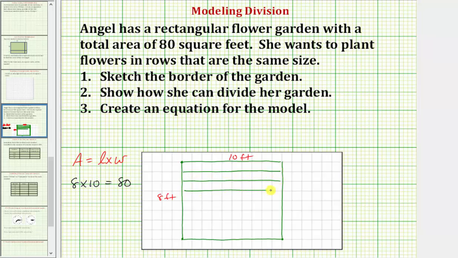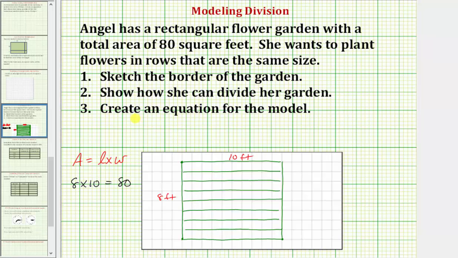but this is not the only way to divide the garden into rows of equal size, which we'll take a look at again in a moment. But if we did divide the garden in this way, notice how we divided the garden into 1, 2, 3, 4, 5, 6, 7, 8 rows.